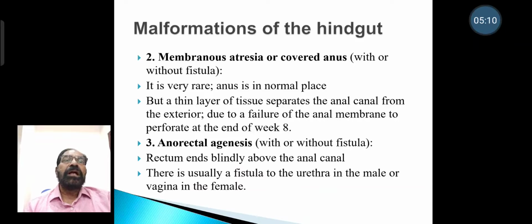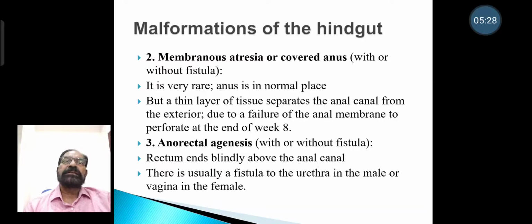Membranous atresia or covered anus. It is very rare. Anus is in normal place, but a thin layer of tissue separates anal canal from the exterior, due to failure of the anal membrane to perforate at the end of week 8.